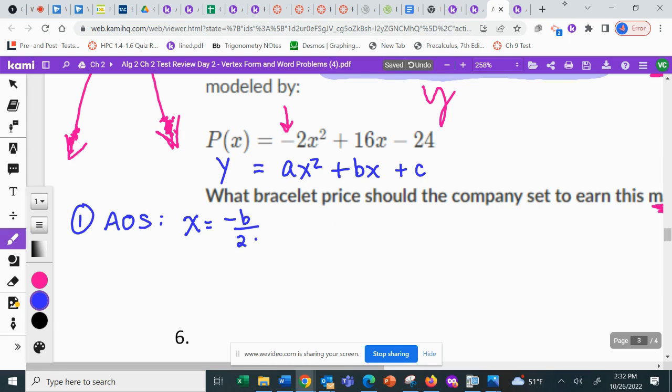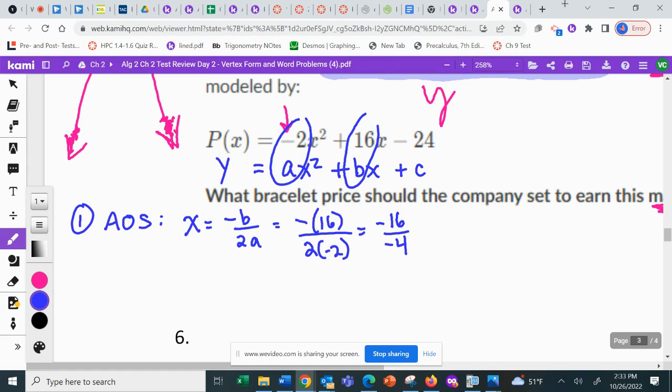Negative b over 2a. X equals negative b over 2a. Now I put my negative sign and I go and I find b. B is 16. Over 2 times I go find a, which is negative 2. So I get negative 16 over negative 4, which is positive 4. My axis of symmetry is x equals 4.